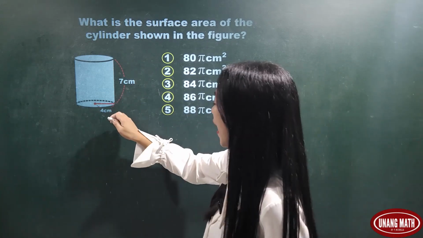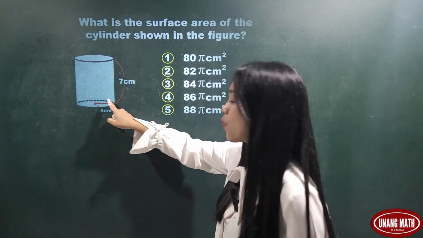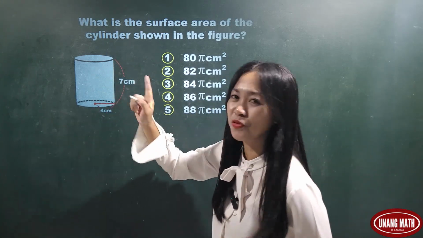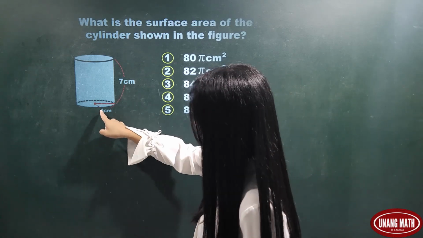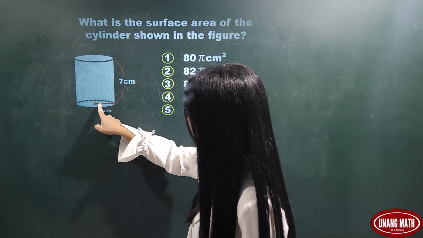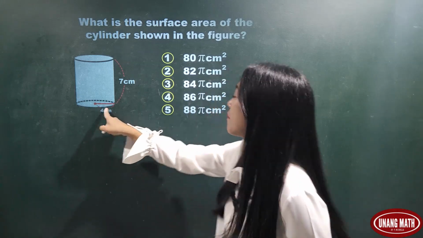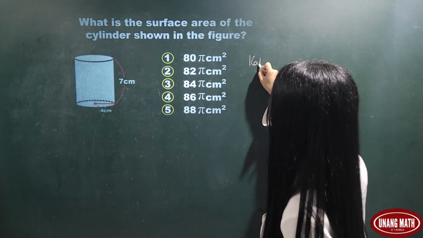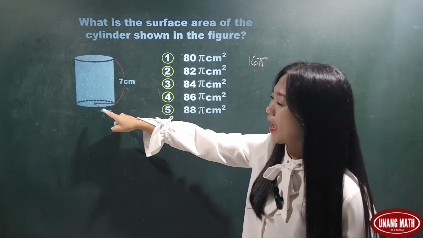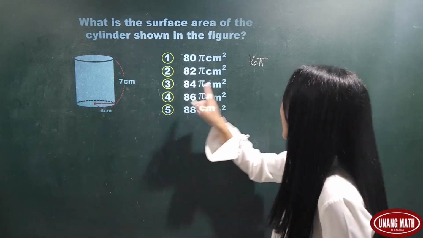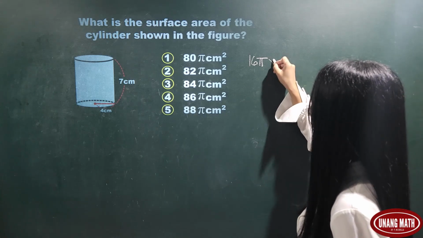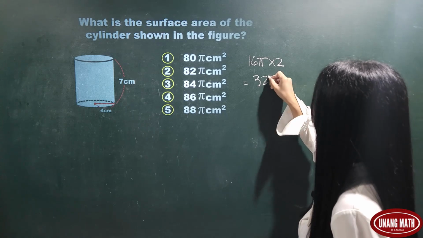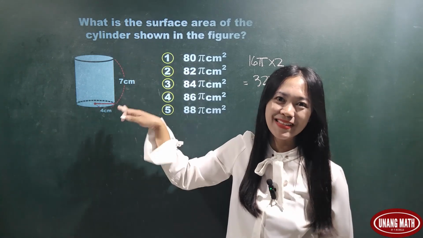Okay, first, we have to get the area of one base and later on multiply by 2 to get the area of the two bases. So since the radius is 4 centimeters, then the area of one base is going to be 4 squared, so 16 pi. 16 pi for one base. And we have to multiply this by 2. So this is equal to 32 pi for both bases.